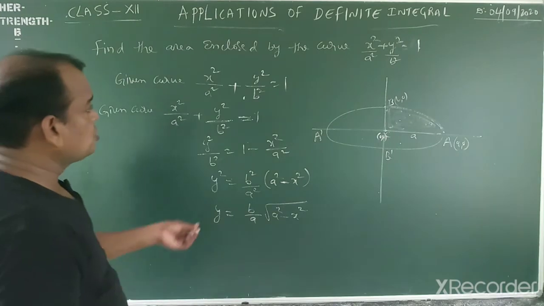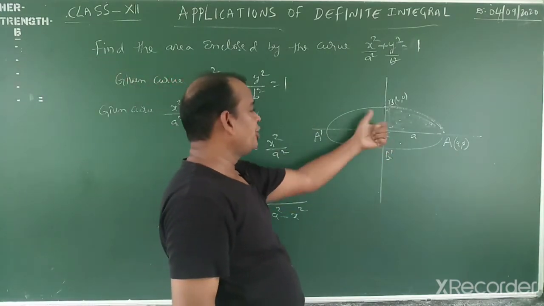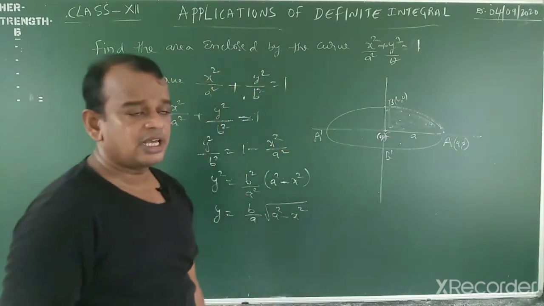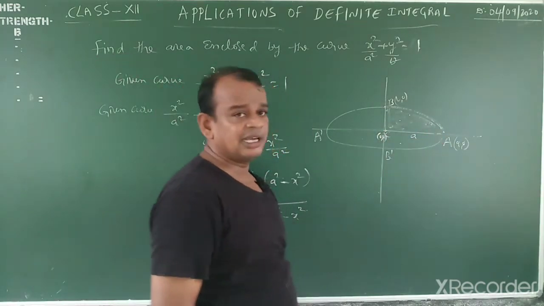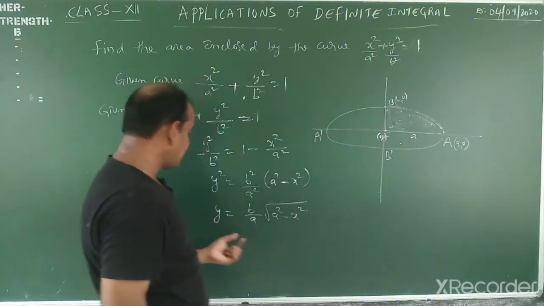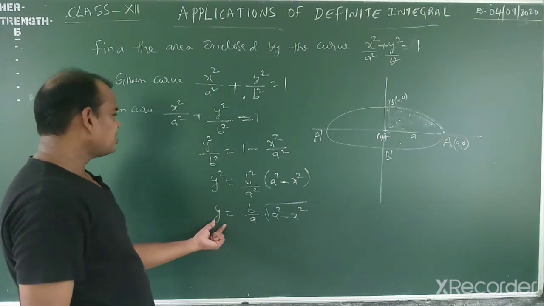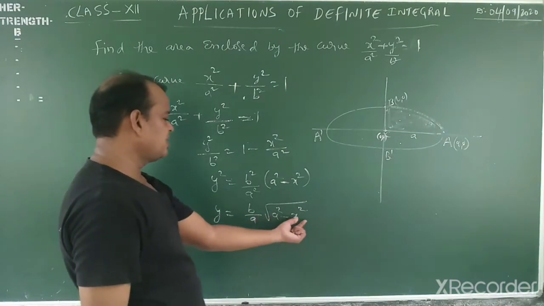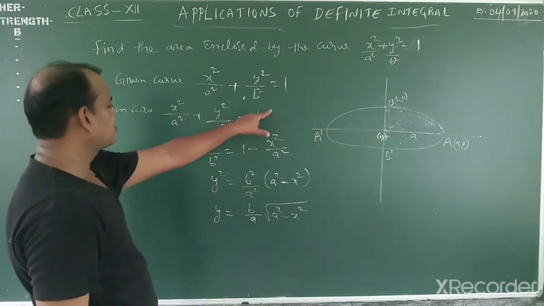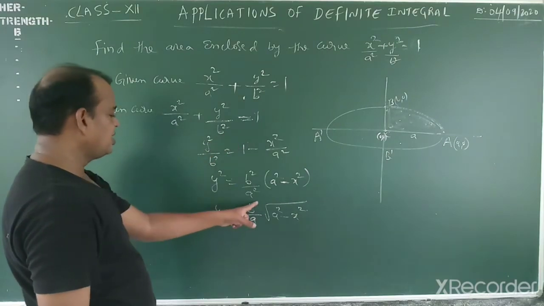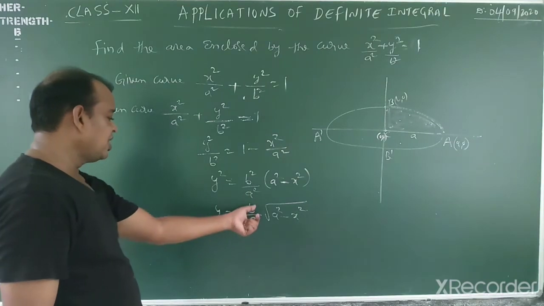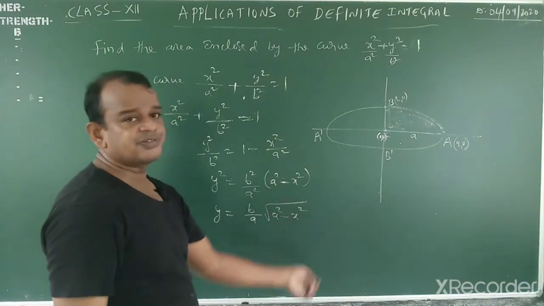Now the area enclosed by the ellipse is equal to 4 into the integral from 0 to a. If we take 0 to a with respect to the x-axis, we take 100% the function in terms of x. Suppose with respect to the y-axis, x square by a square equals 1 minus y square by b square, so x is equal to a by b into root over b square minus y square, 100%.